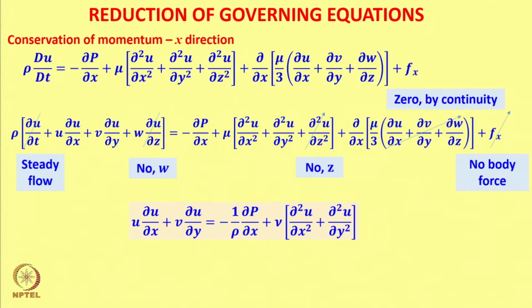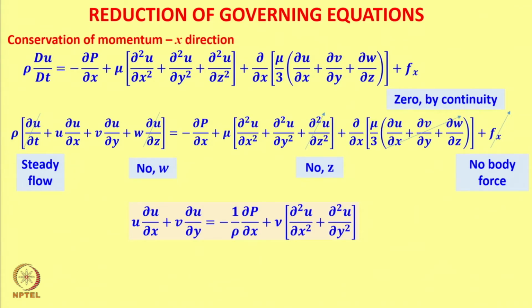Now, in the viscous terms, here you see del squared U by del Z squared would be 0 because there are no variations in Z. And now by continuity, we said that it is an incompressible fluid. So, this is nothing but del dot V. So, the whole of this term would be 0, and I am not considering any body force. So, Fx is 0.